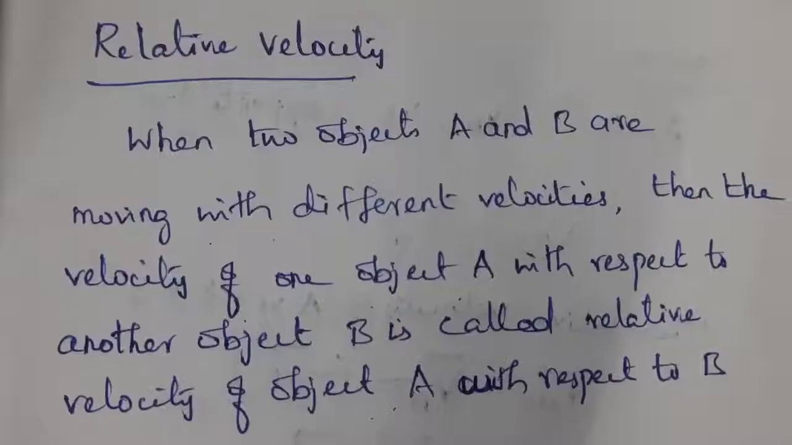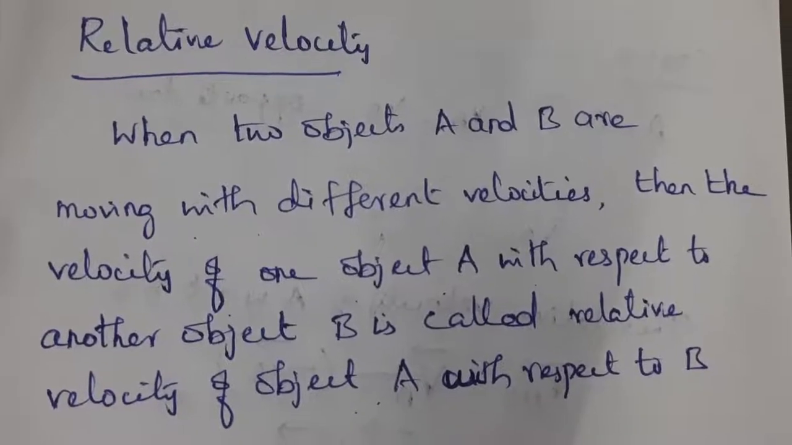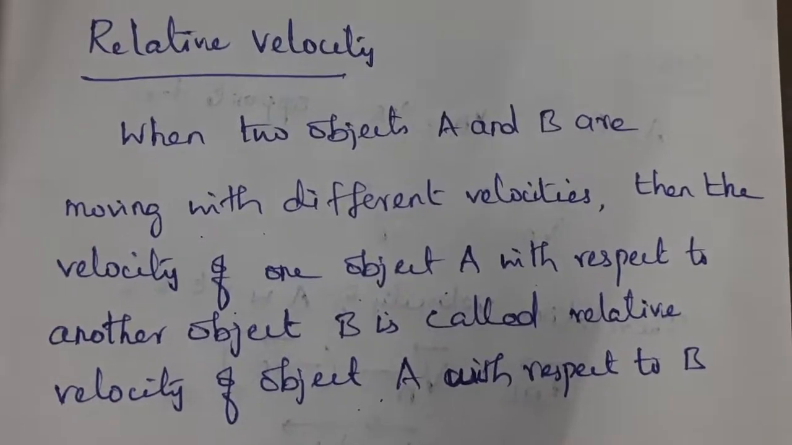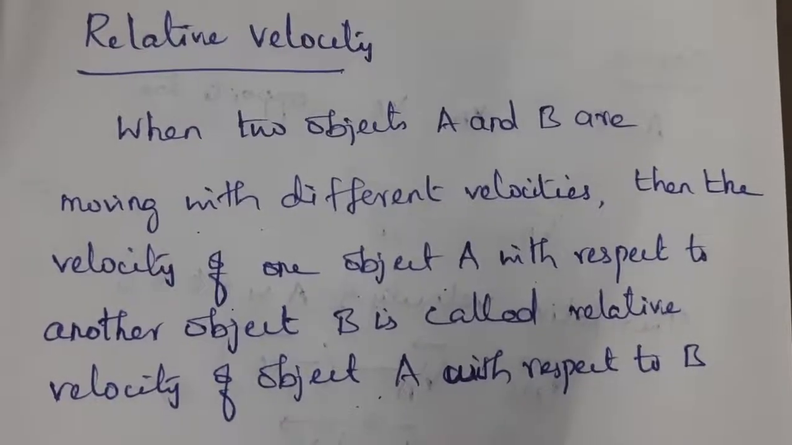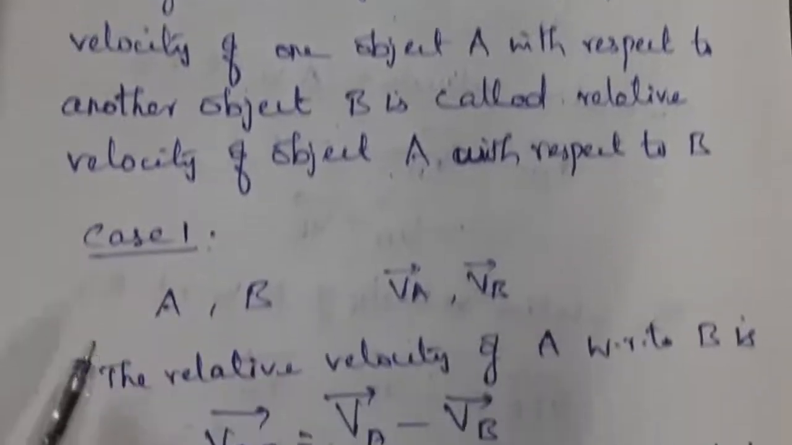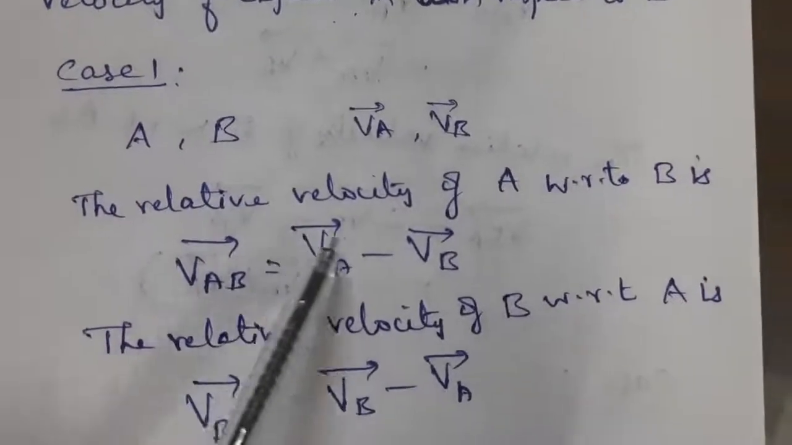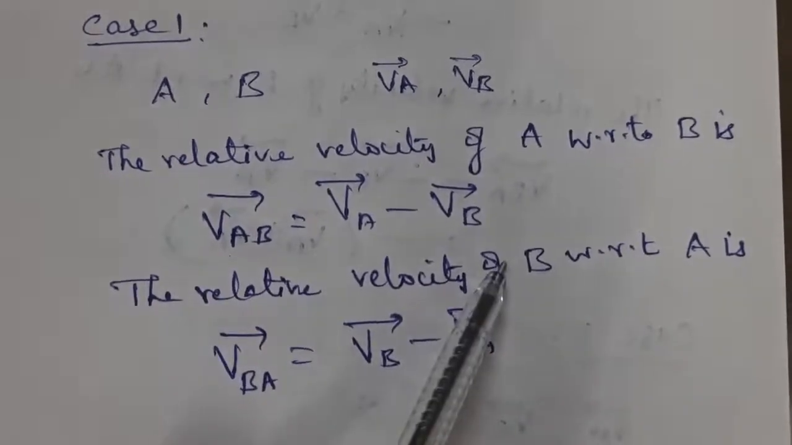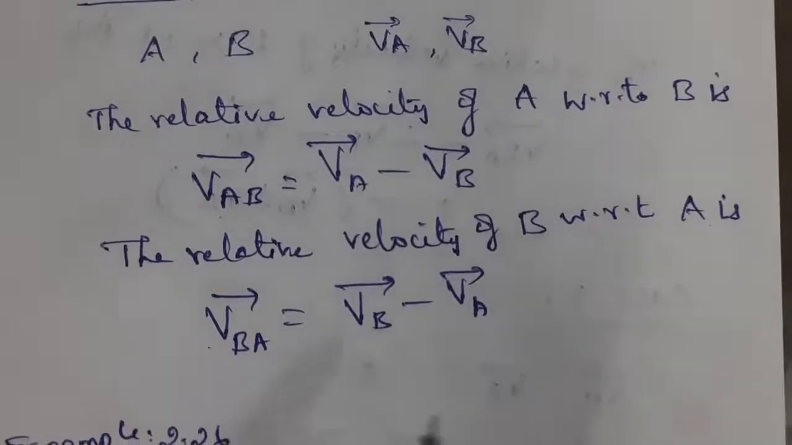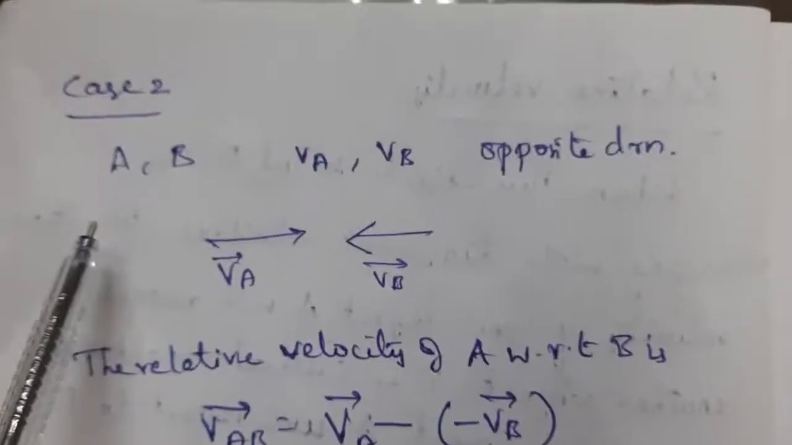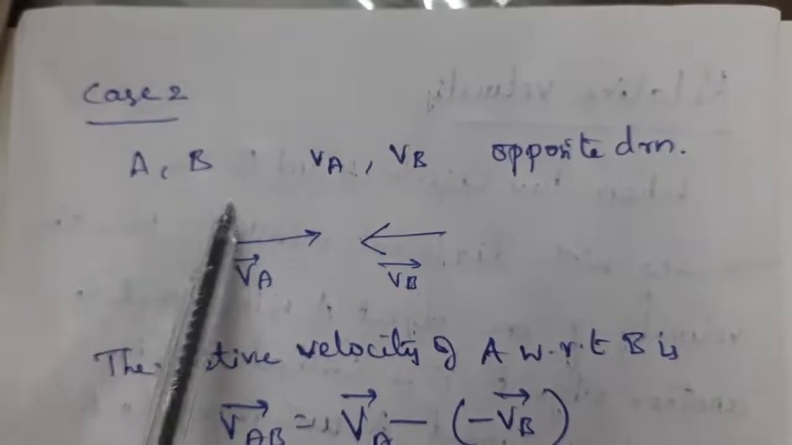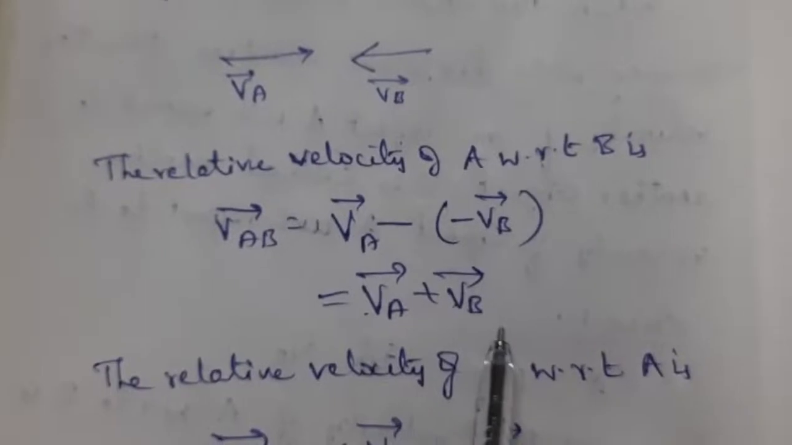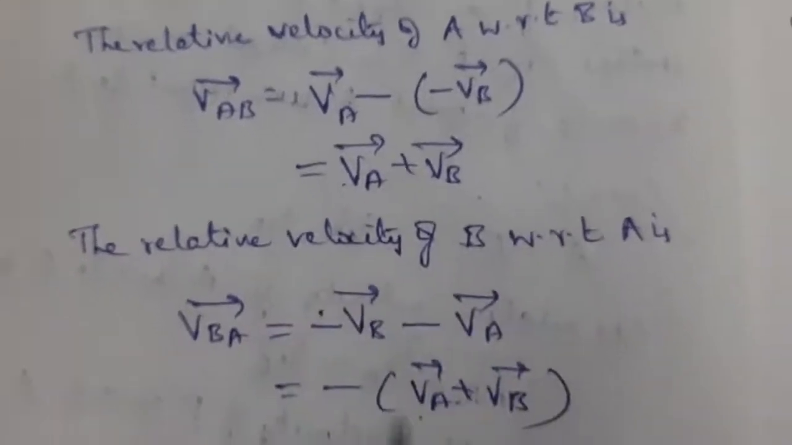Okay. So students, we have learned about the relative velocity in 1 and 2 dimensional motion. That is the velocity of object A with respect to B. Case 1, when the two objects are moving in the same direction, the relative velocity can be written as VAB equal to VA minus VB or VBA equal to VB minus VA. Then case 2, VA and VB opposite direction means the relative velocity VAB equal to VA plus VB and VBA equal to minus of VA plus VB.